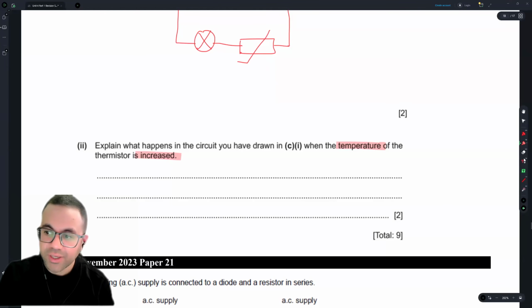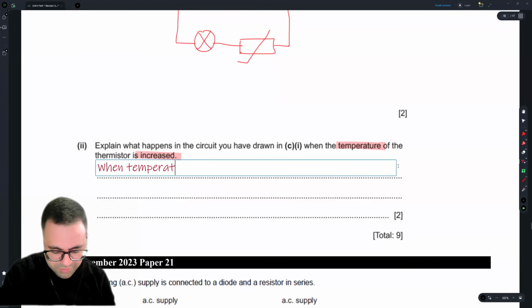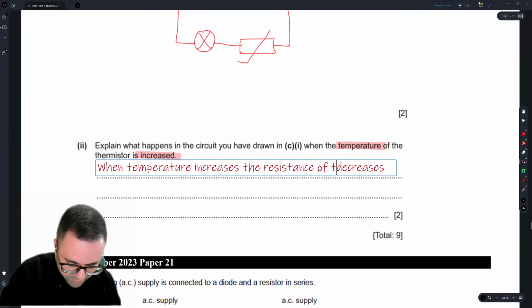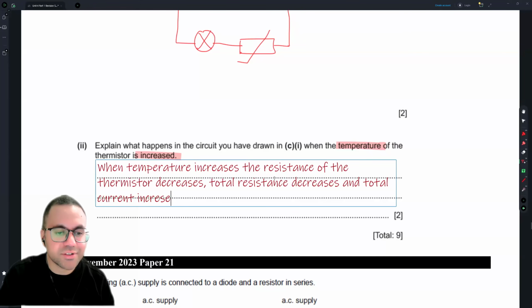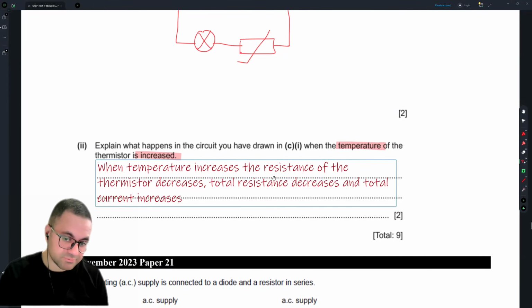Look at the way I sequenced my logic. I started off with what happens when the temperature increases? When the temperature increases, the resistance of the thermistor decreases. But that causes what? That causes the resistance of the circuit to decrease. The total resistance decreases. And the total current increases. Right? So the current increases. Honestly, that's enough.